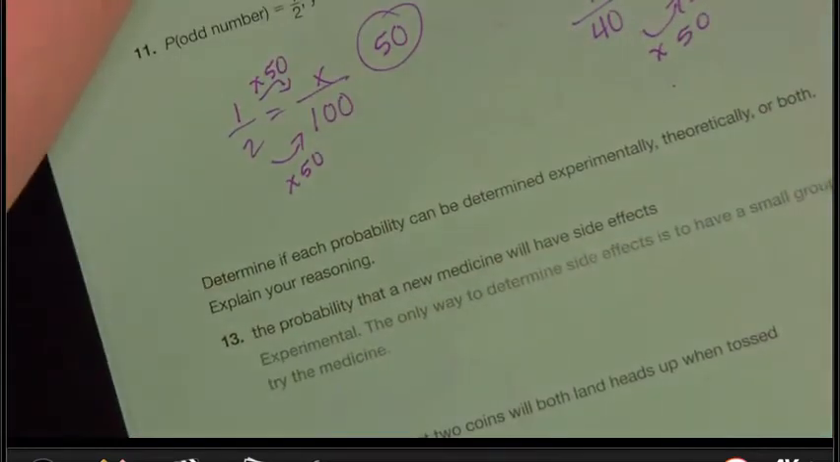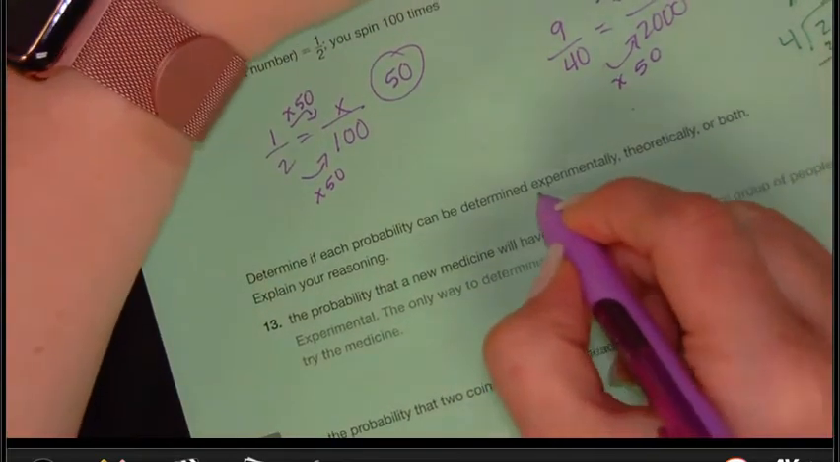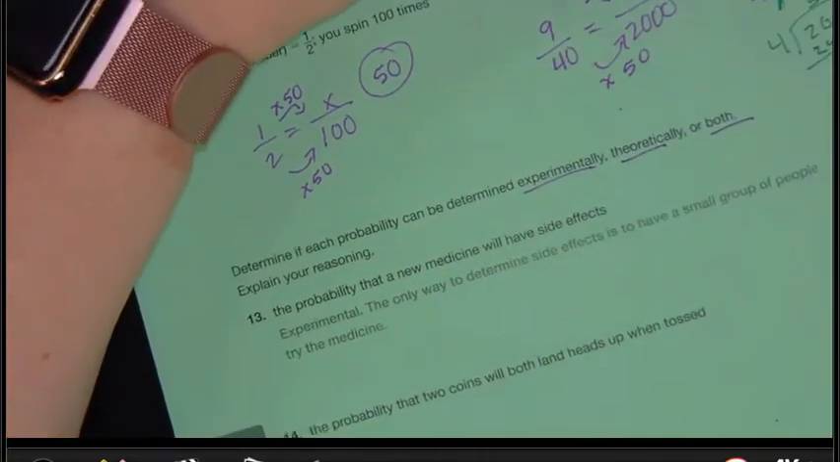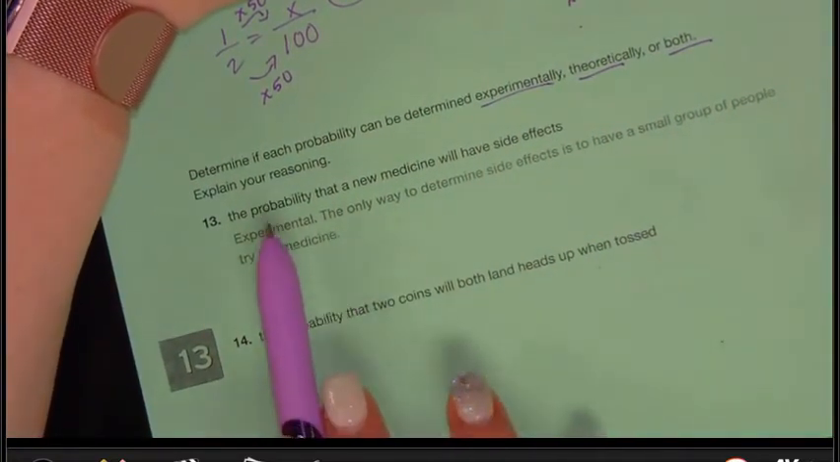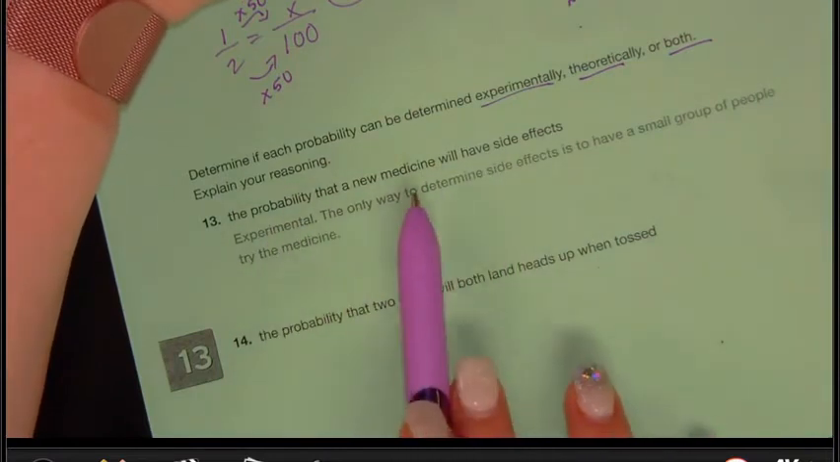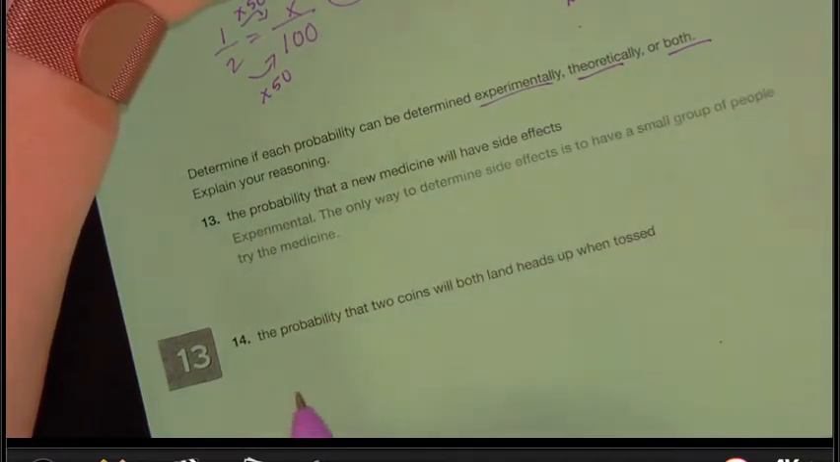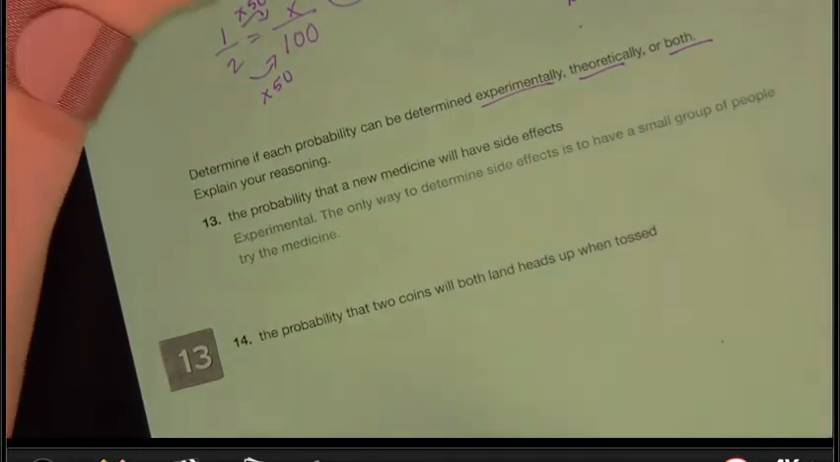All right. And then the last section. The last section is wanting to know, is it going to be experimental, theoretical, or is it going to be both? So I need to read each problem. Number 13 asks for the probability that a new medicine will have a side effect, and it says experimental. The only way to determine side effects is to have a small group of people try the medicine. Okay, we can't just have a theoretical. We have to say experimental.